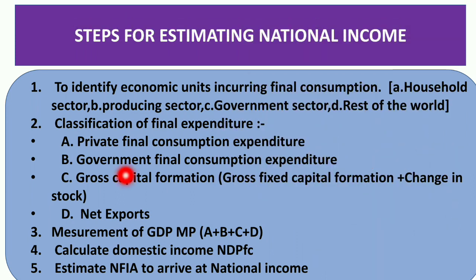Now always remember one more thing, that gross capital formation includes 2 things. These are gross fixed capital formation plus change in stock. Gross fixed capital formation is the fixed investment done by all these 3 sectors, and change in stock is change in inventories. When we add both these things together, then we reach gross capital formation. If in the question gross capital formation is not given to us directly, then we will add these two components together in order to reach gross capital formation.